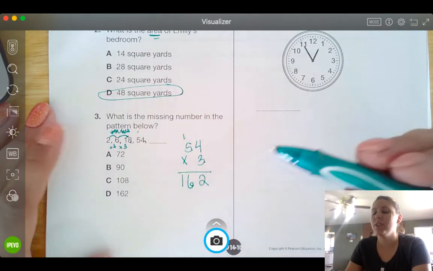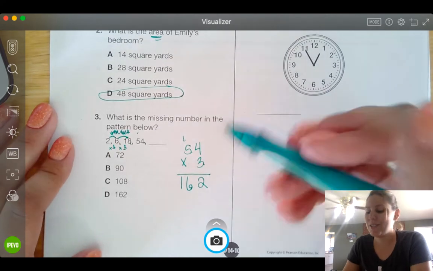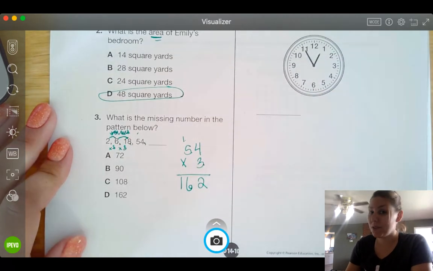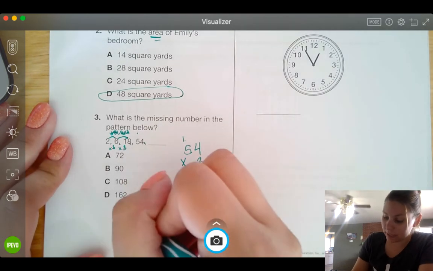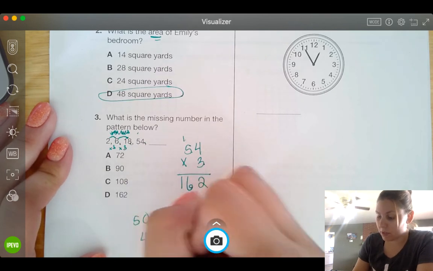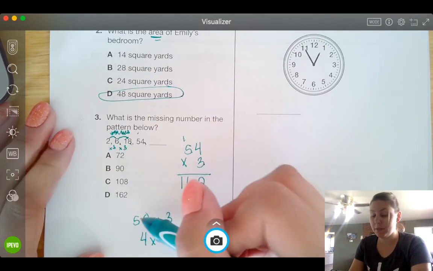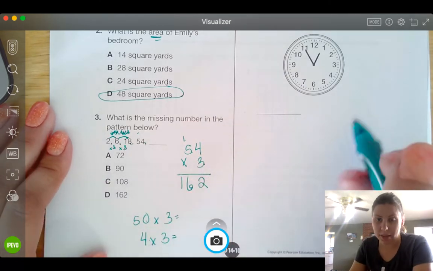This is a method you're going to learn in 4th grade also, so it's really good to learn from mom and dad now so that you have this in your back pocket. Another way that you can do this is you can break it apart, which is what we've done this year. You can say 50 times 3 and 4 times 3, because 54 is made up of 50 and 4. So if I find these partial products, I can add them together.